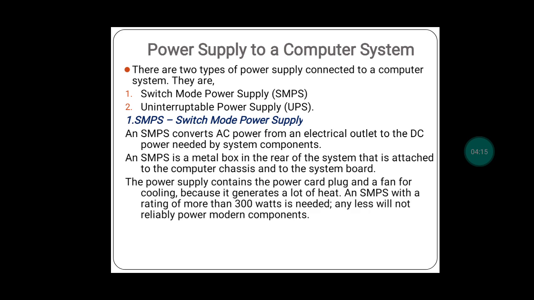Now, what does this power supply contain? It contains a power cord plug, which is needed to supply power to the system, and a fan for cooling. Why do we need a fan? Since it is supplying power for us, obviously there will be generation of heat.